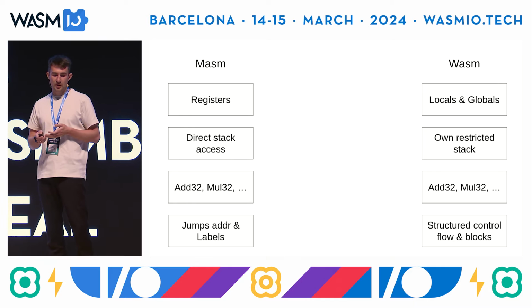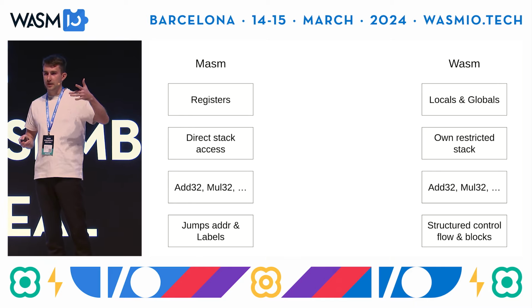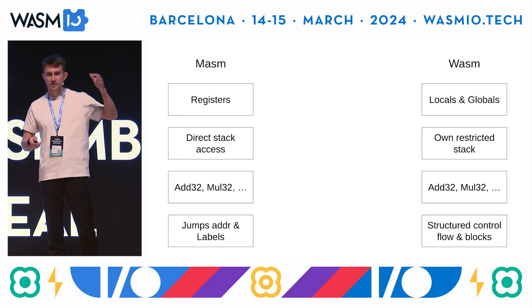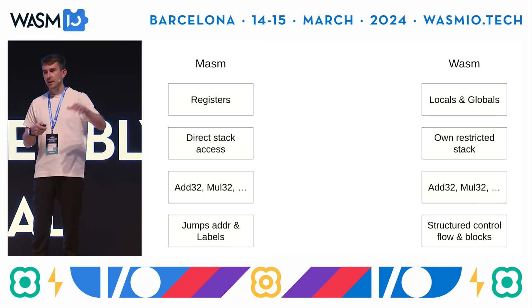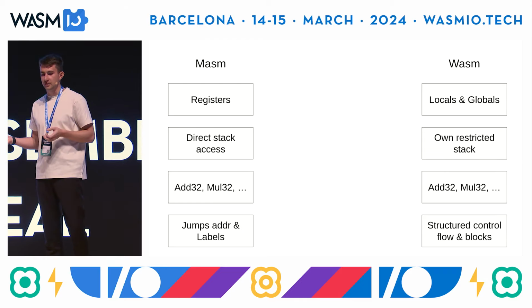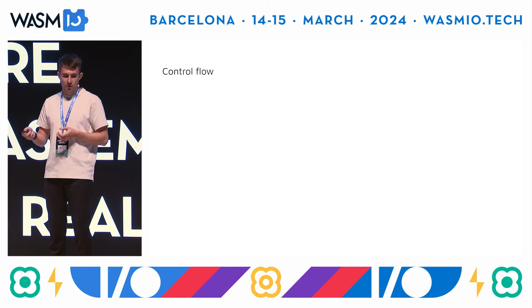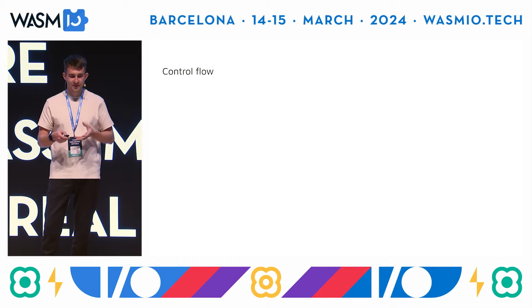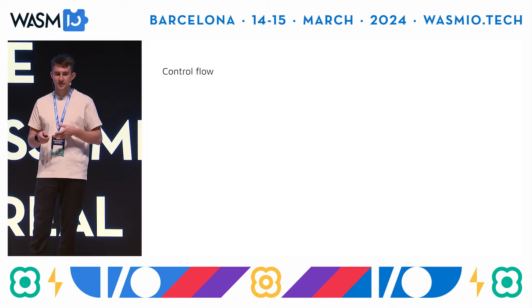And in the macroassembler we have an assembly-like language. So it's labels, jumps, jumps by addresses, and in WebAssembly we only have structured control flow. So how could we translate one to another?